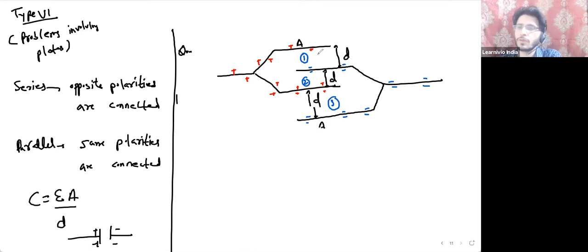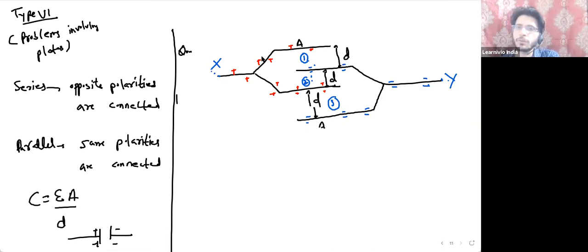So how do we decide? We have 3 capacitors, with 2 plates each: positive, negative, positive, negative, positive, negative. Now decide whether they are connected in series or in parallel. I call this plate X and this point Y. The positive plate of the first capacitor is connected to X, and the negative plate of the first is connected to Y. The positive plate of the second is also connected to X, and the negative of the second is also connected to Y. The positive of the third is also connected to X, and the negative is also connected to Y.